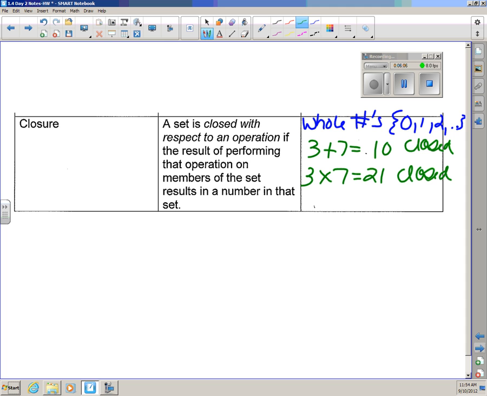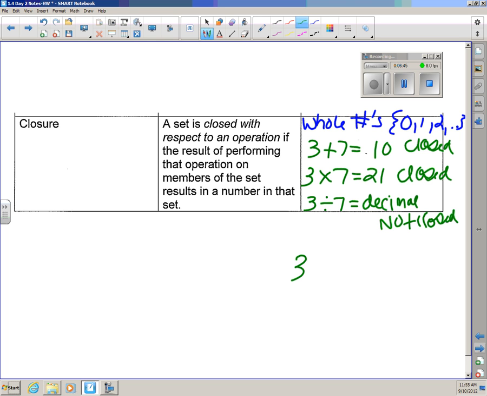When I think about division, if I do 3 divided by 7, I'm going to get some decimal answer. I'm not really sure what that decimal is, except I know that 3 divided by 7 gives me a decimal. Decimal numbers are not whole numbers, so whole numbers are not closed with respect to division. Even though I can find some whole numbers that divide to give me a whole number, like 10 divided by 2 is 5. 5 is a whole number, but 5 divided by 10 is 1/2, and that's not a whole number.